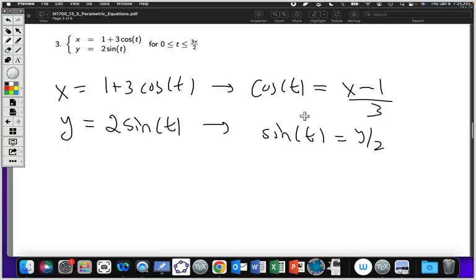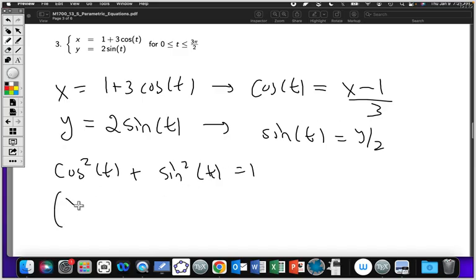And I can eliminate the parameter using our favorite identity, cosine squared of t plus sine squared of t equals 1. You may not have thought about this identity this way, but on the left-hand side, I've got two functions of t, and on the right-hand side, the t is gone. So I've eliminated the parameter there.